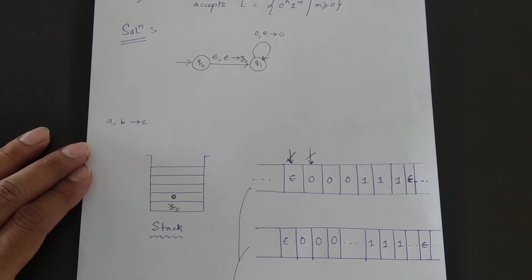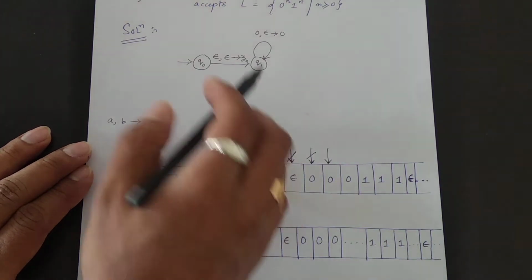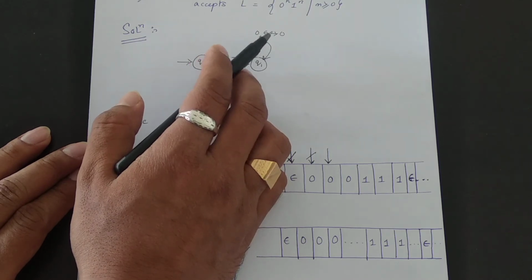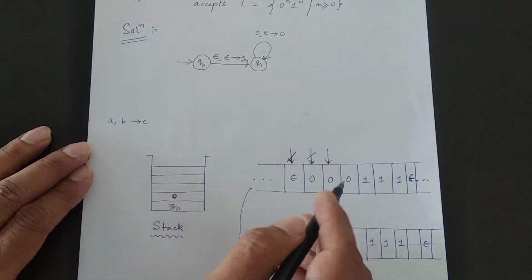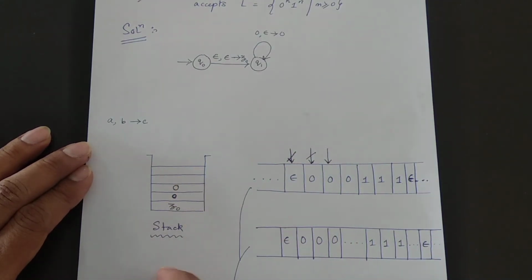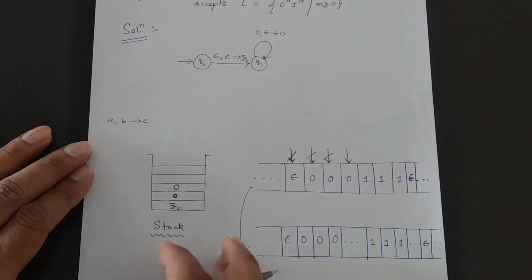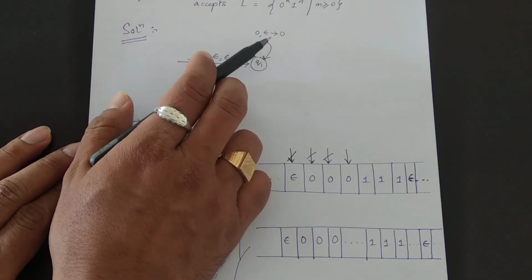Clear? Again, the next input symbol is 0. So look at this loop. What is the next input symbol? 0. Anything to be popped? Nothing to be popped. What is to be pushed? 0 to be pushed. So again this 0 will be pushed into the memory. Clear? This is done. Then again we'll move to the third 0. Again the same process. What is the input symbol? 0 is the input symbol. What is to be popped?